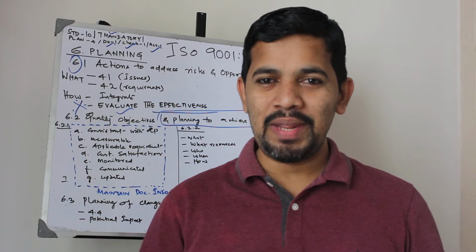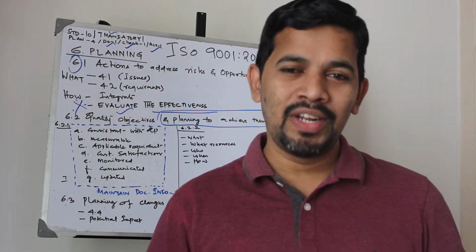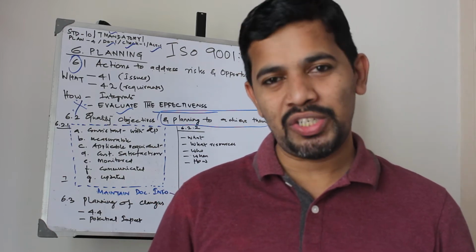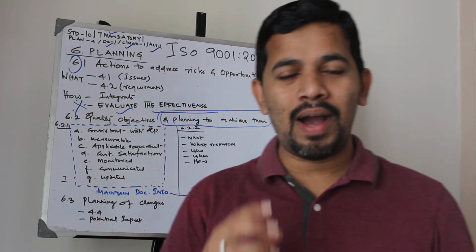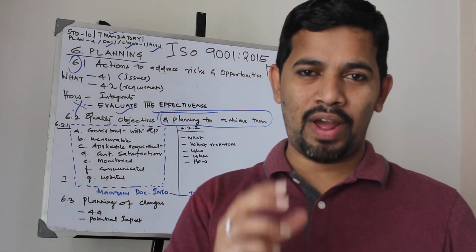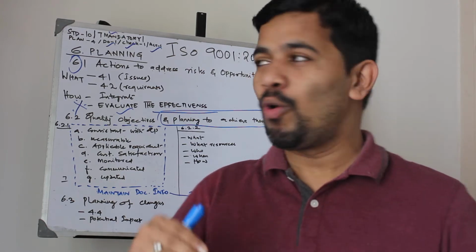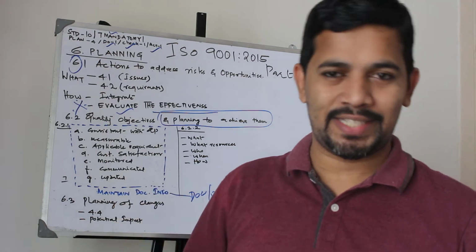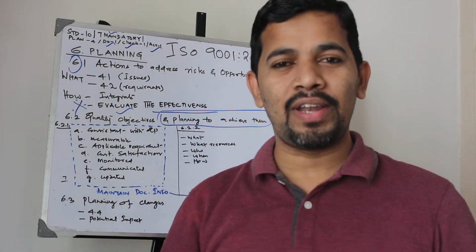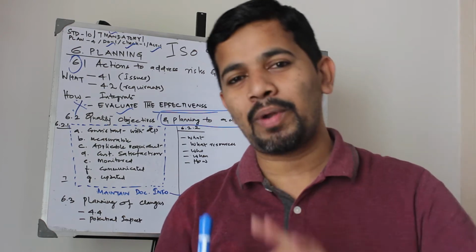Today we are going to see part 4 of the ISO 9001:2015 version. In part 3 we saw class number 5. Just to give you a quick brush up before we go to class number 6: class number 5 is called leadership. In leadership, mainly it has got 3 subclasses.